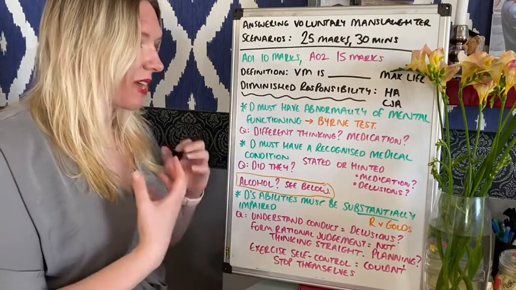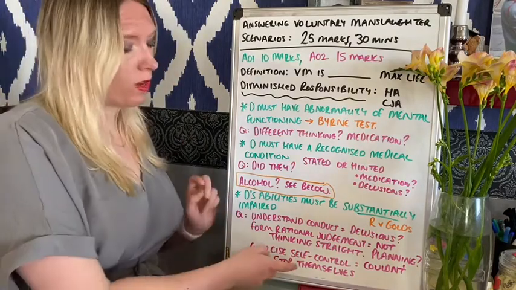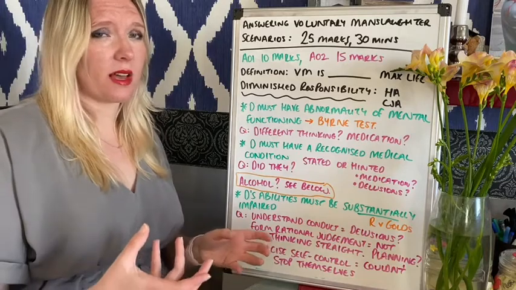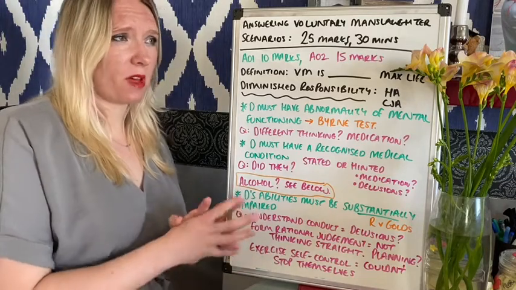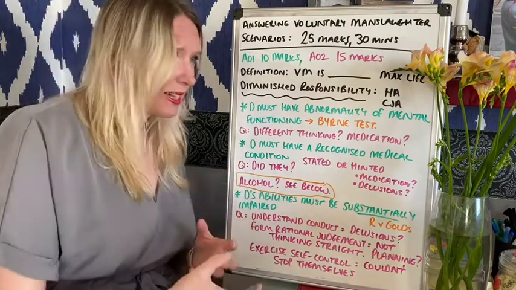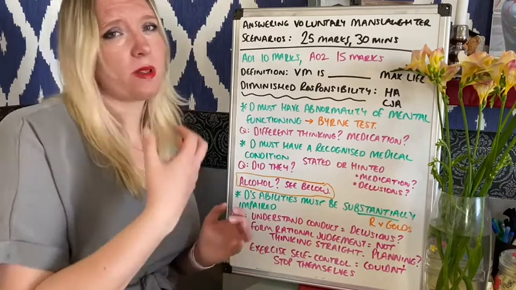And lastly, that they couldn't control themselves. So we're looking for elements of that they just couldn't stop themselves. They lost their temper, they saw red, they blacked out, they acted without thinking.